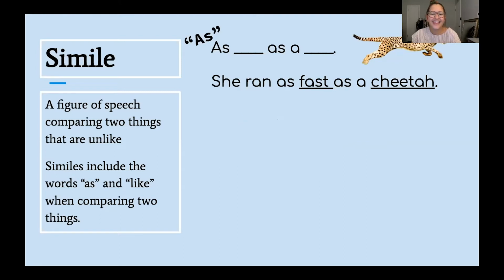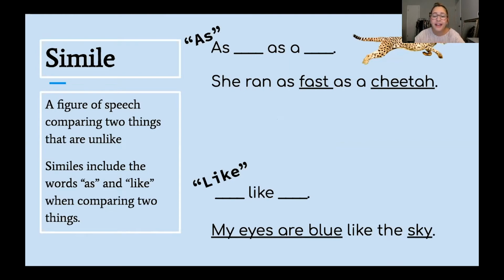Okay, then let's look at another example. Let's look at the word "like." A sentence starter for that is "something is like this." It's comparing two things, but it's using the word "like." So I wrote my sentence: my eyes are blue like the sky.